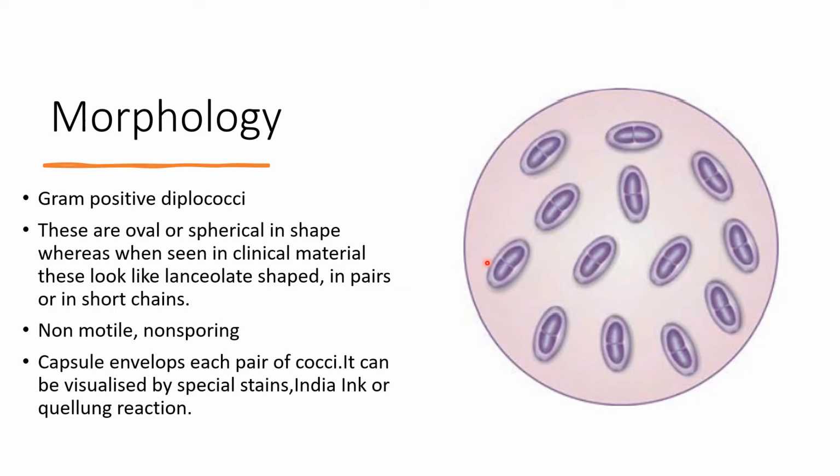And one more very important morphological feature here is the outer covering, that is the capsule. Capsule envelops each pair of cocci, and you can very clearly see it by means of special staining procedures like capsular staining procedures, or by using India ink, or we will do another test called Quellung reaction. With that also we can very clearly see this capsule form. Apart from that, they do not have flagella, so they are non-motile, and they are also non-spore forming organisms.